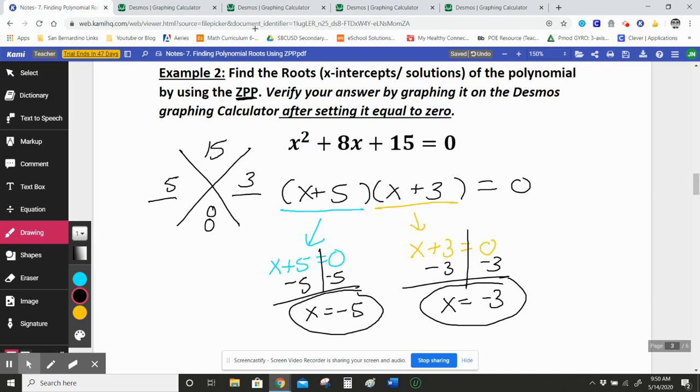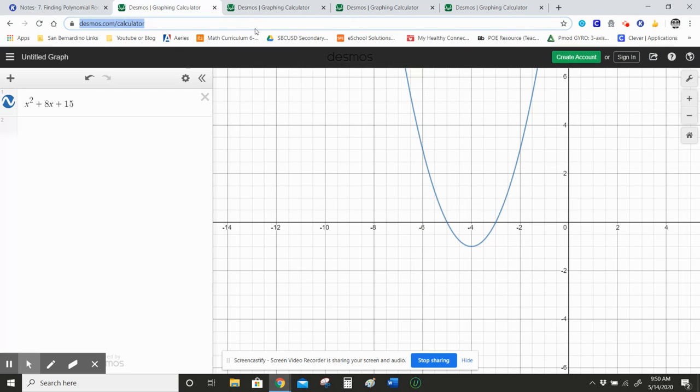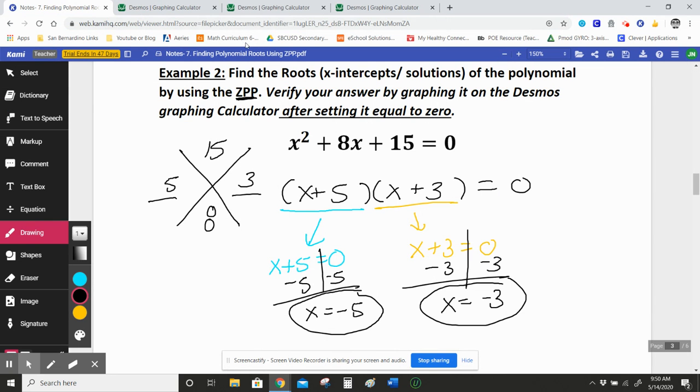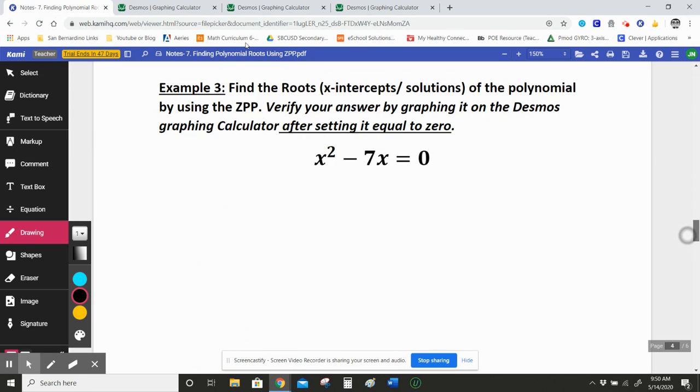Check your work. Again, I already went ahead and did this in Desmos. x squared plus 8x plus 15. When I put that in, my two roots or x-intercepts happen to be here and here at -3 and -5. And that's exactly what we got, right? My two answers were x equals -3 and x equals -5. All right, -5, -3. So, three more examples.